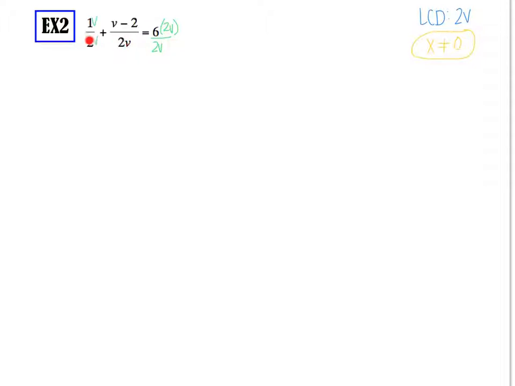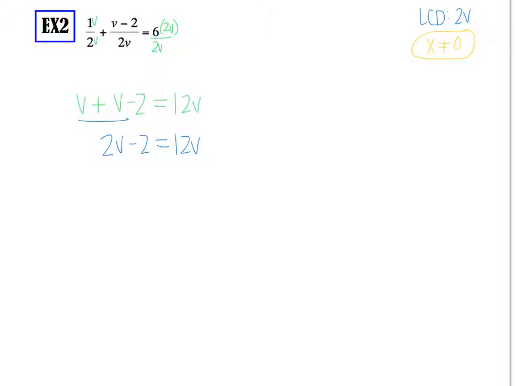So now that all 3 parts of my equation have that common denominator, I can write an equation. So my equation is going to be v plus v minus 2 equals 12v. So I just said 1v plus v minus 2 equals, and I simplified 6 times 2v is 12v. So I'm going to combine my like terms. So really it's 2v minus 2 equals 12v.